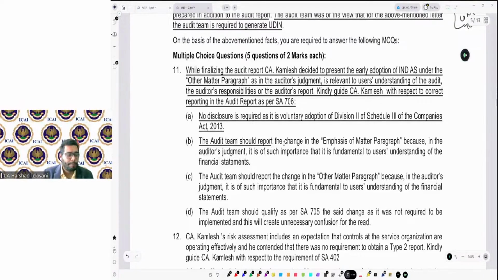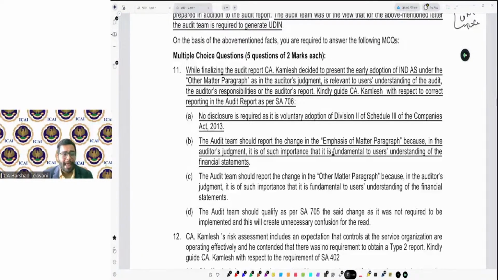The audit team should report the change in the emphasis of matter paragraph because in the auditor's judgment, it is of such importance that it is fundamental to the user understanding of the financial statement. Yes, this could be the scenario, but having said that, if I'm including it in the EOM paragraph, then there should be appropriate reporting in the financial statement so that I can bring the attention of the users to such an important issue.